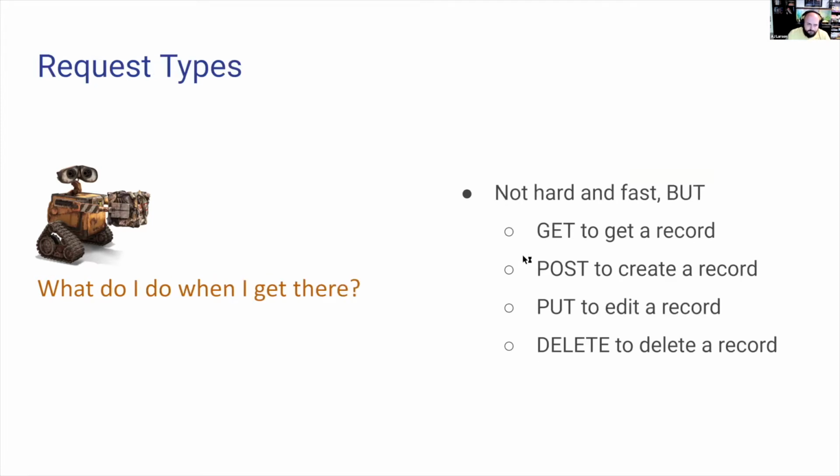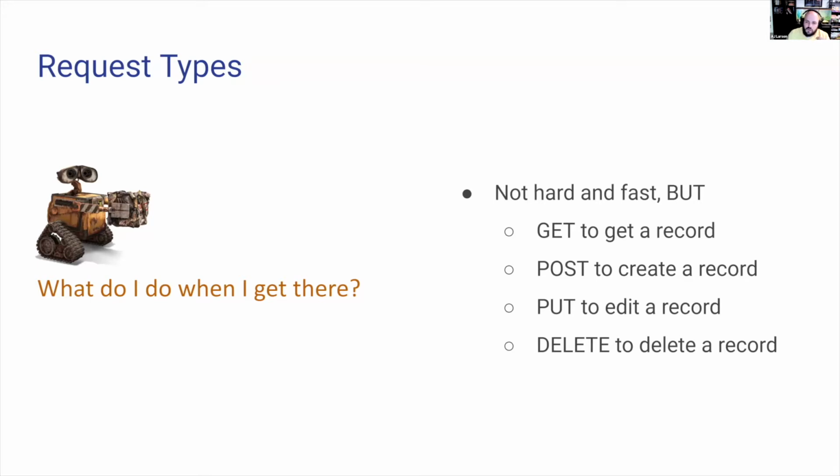But you've got your different request types. And like I mentioned here, this is not a hard and fast rule. But you need to know, or rather, the API wants to know what you want to do with that address you just gave it. What's Wally going to do when he shows up? Is he going to just pull something off the shelf? Is he getting something? Is he putting something new there, posting something? Is he changing what's there or putting something there? I don't know why they couldn't just say edit, but put is the request type there, and delete. Those are kind of the big four.